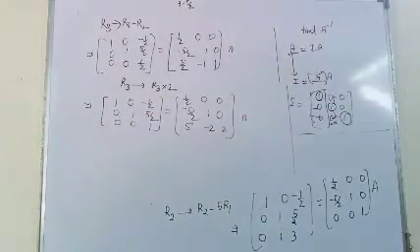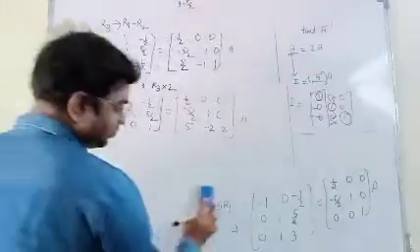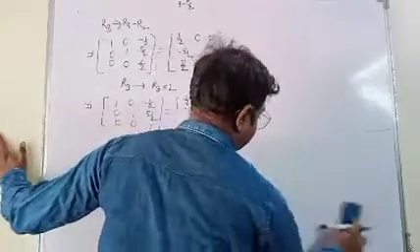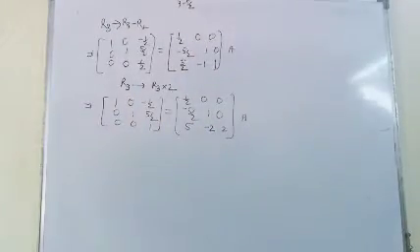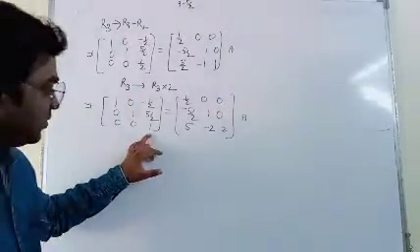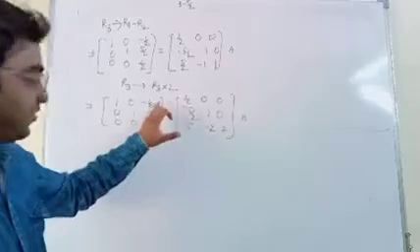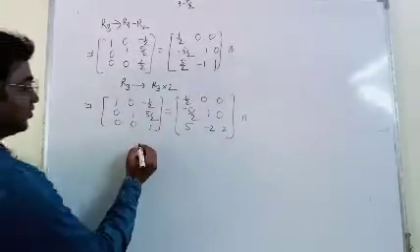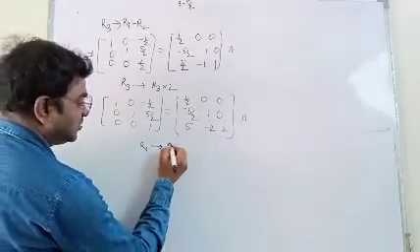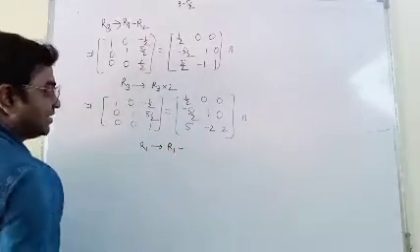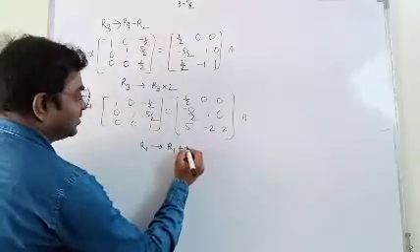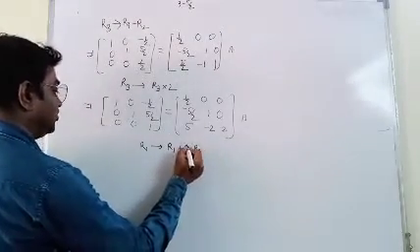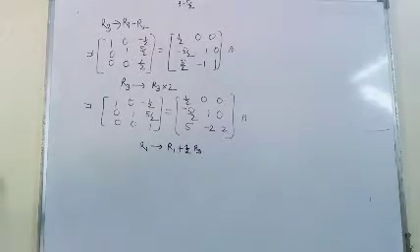Here I will just rub this part. Okay. Now it is somehow clear. Now what we need to do, this is 1, we have to make it 0. What we do, R1 tends to R1 minus 5 times 1 by 2 times R3, so this will become 0.